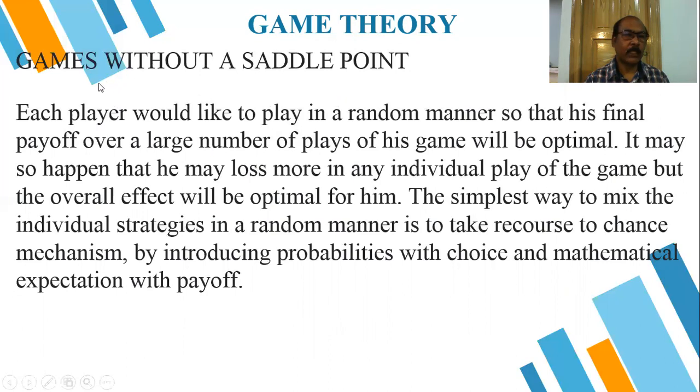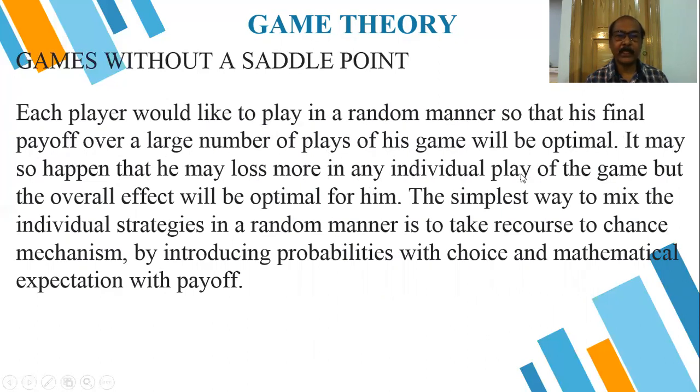It is the continuation of that. Each player would like to play in a random manner so that his final payoff over a large number of plays of the game will be optimal. It may so happen that he may lose more in an individual play of the game if they are doing a trial and error method, with A selecting from 1 to m, and B selecting from 1 to n.